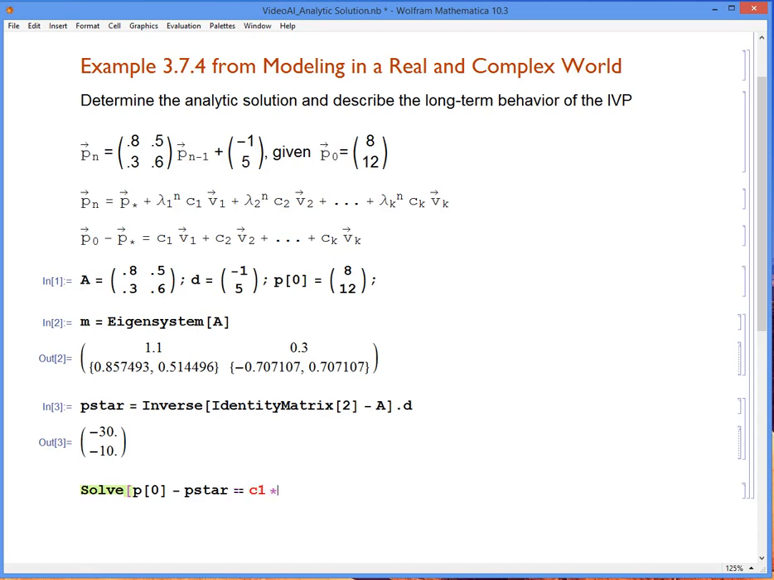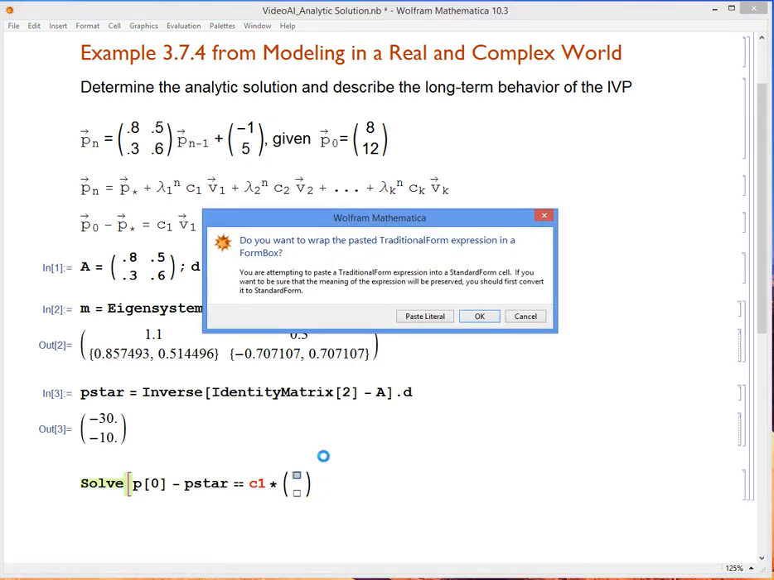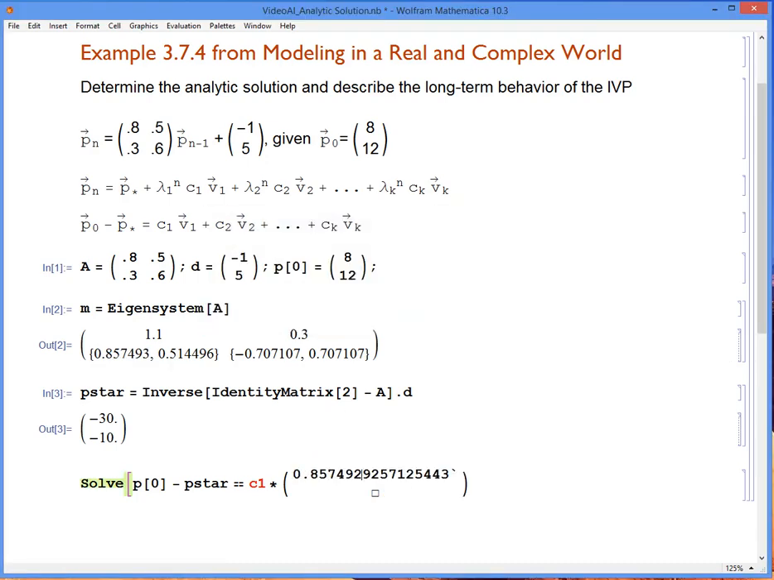It's equal to C1 times this vector V1. But now I've got to put these values in. So what I'm going to do is copy and paste. I think it's faster, and I think you're less likely to make a mistake here. So we can paste them directly in.